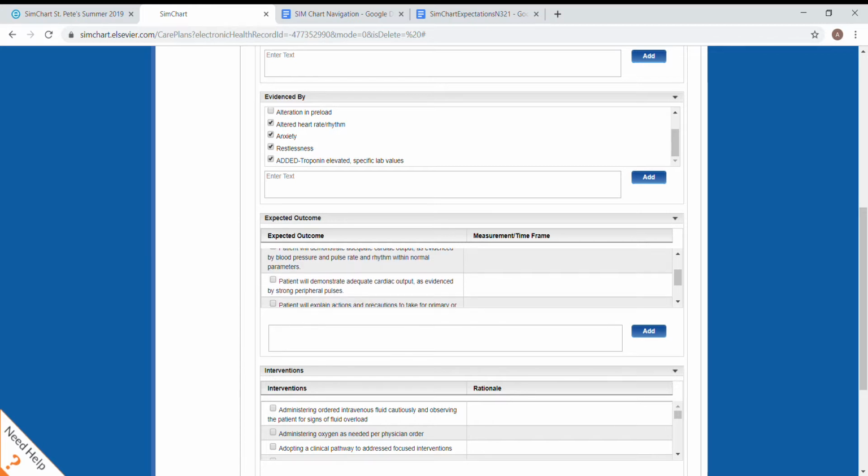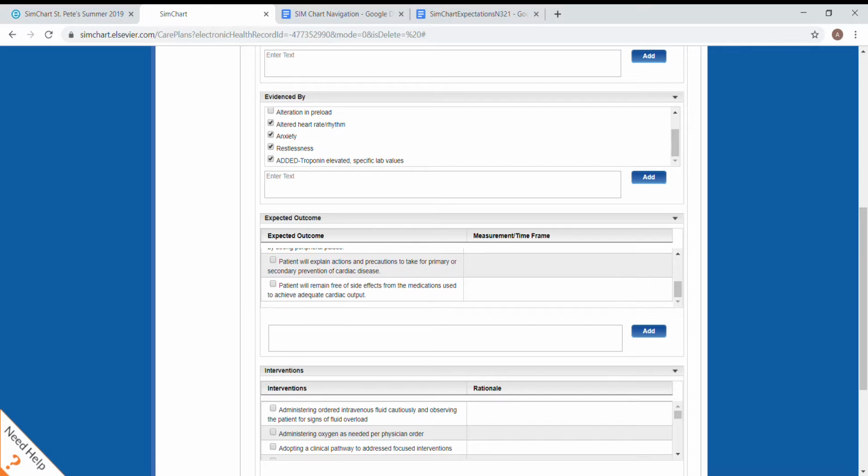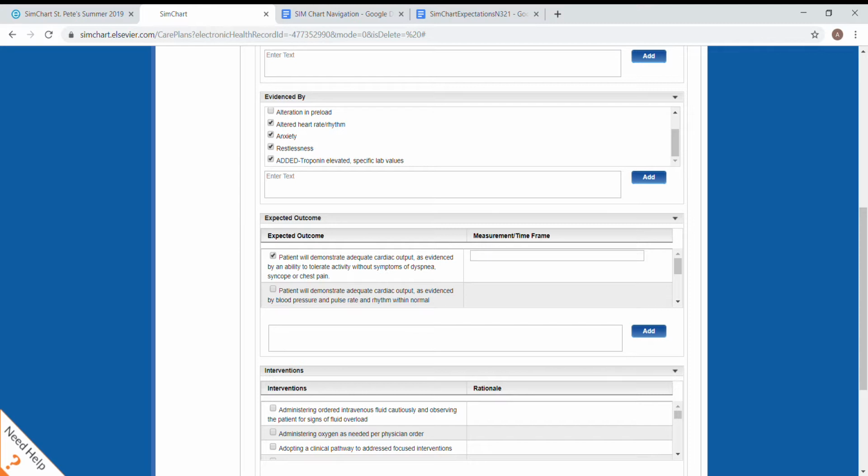You should have a minimum of 3 to 5 of these expected outcomes, okay? A patient will explain actions and precautions to take for primary and secondary prevention. And over here, this pops up because you're supposed to type in a measurable and timed goal.